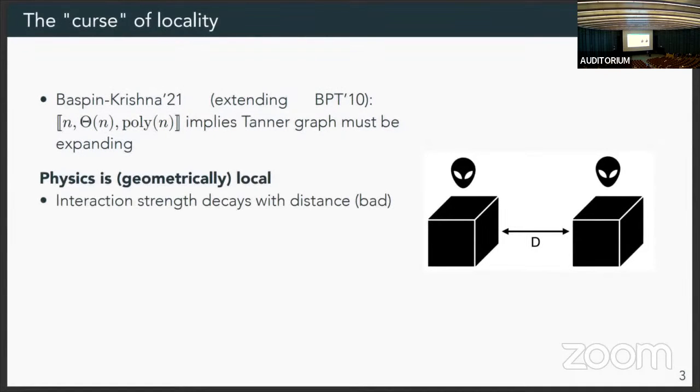In particular, I personally believe that asymptotically, any truly physical system will eventually be geometrically local in some sense. Because if I have two agents with two quantum degrees of freedom separated by some distance, the degree to which you can couple these two things will fall off with the distance. So this is quite bad if we want to implement something with a high degree of connectivity.